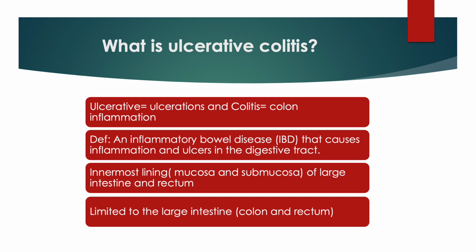What is ulcerative colitis? We can take its two words and break down the meanings. First, we have ulcerative, which just simply means ulcerations, and then we have colitis, which is the inflammation of the colon. The definition states that it is an inflammatory bowel disease that causes inflammation and ulcers in the digestive tract. It involves the innermost lining of the large intestine and rectum. It is limited to the large intestines, which is the colon and the rectum.